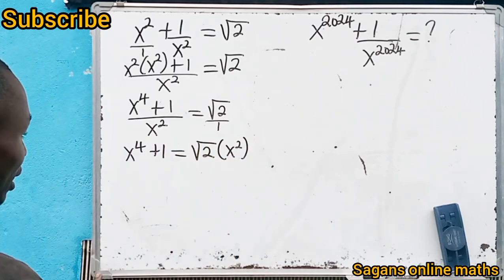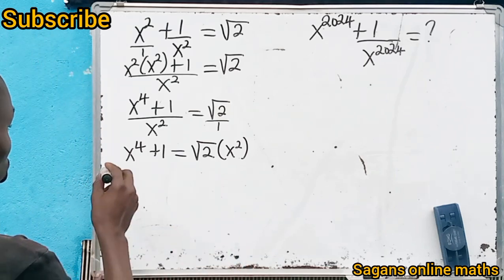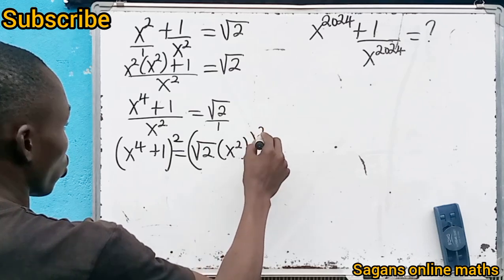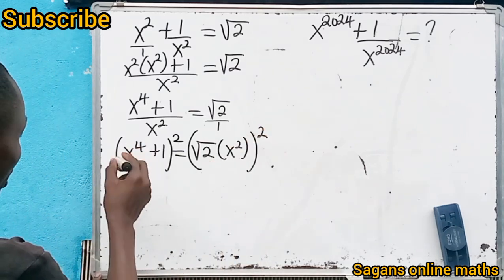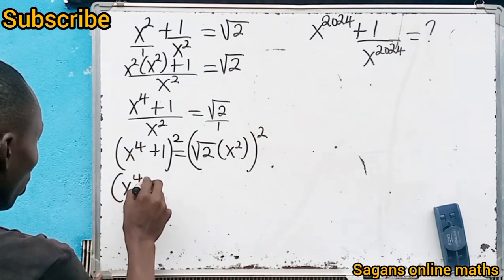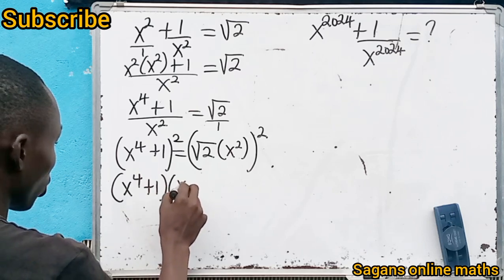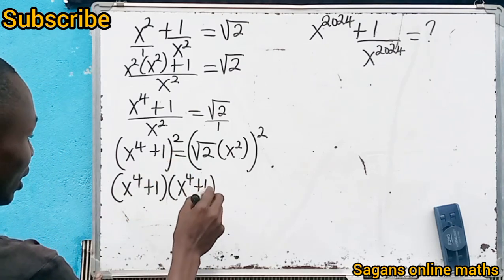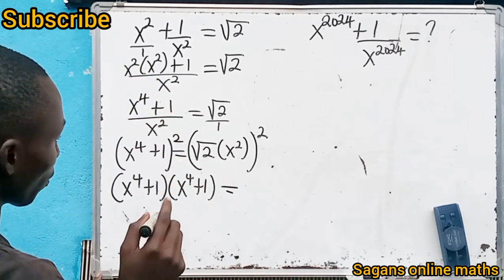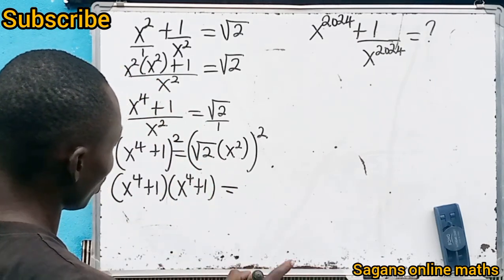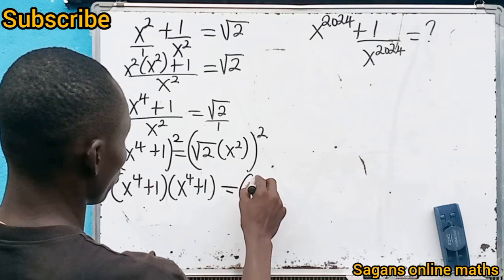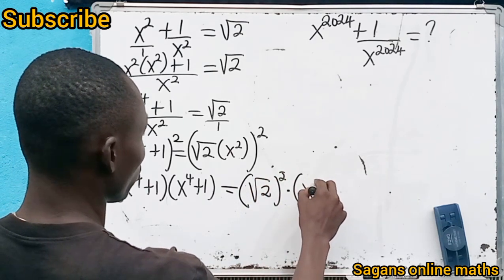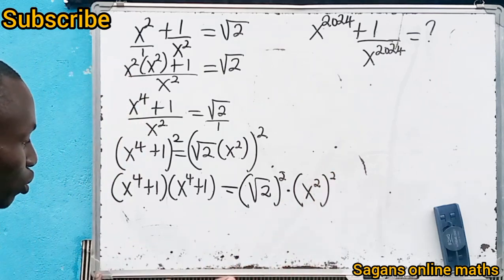Now what you are going to do again is square both sides, to remove the square root. Then this is x to the power of 4 plus 1 into x to the power of 4 plus 1, because the square means the parenthesis is taken twice. Now, one of the properties of surds is that you can also write this as root 2 all squared multiplied by x to the power of 2 all squared. That's one of the properties of surds.